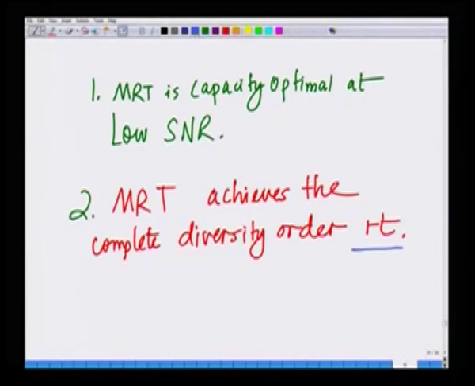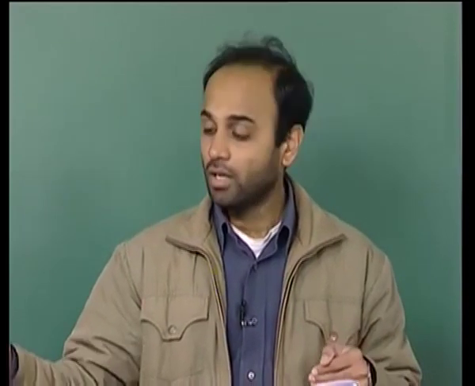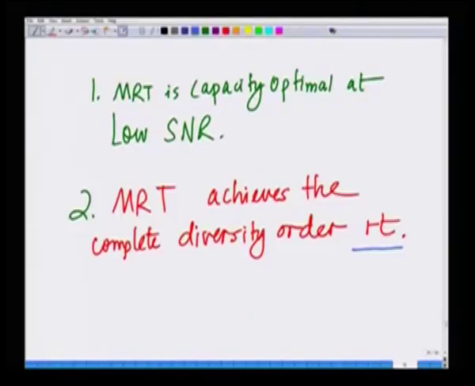So, this simplistic transmission scheme has several advantages. First, it is a simplistic scheme, so it has low computational complexity. Two, it is capacity optimal at low SNR, and three, it achieves the complete diversity order of the MIMO system. Hence, this maximal ratio transmission, which is sort of abstract beam forming in a MIMO system, is advantageous. All right. So, with that we come to the conclusion of this section on MIMO.